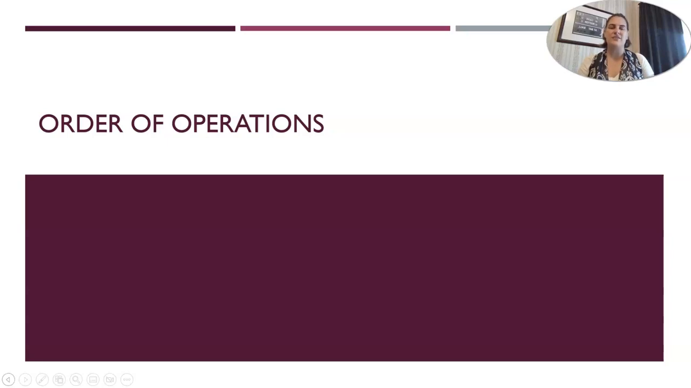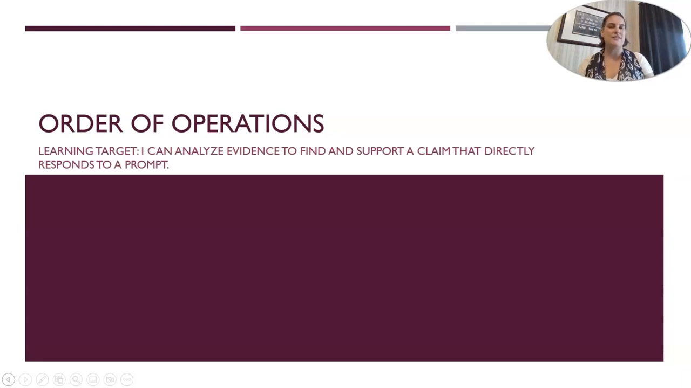All right, so we're here to talk about the order of operations that we go through in language arts. Because just like math, you have a specific set of steps to go through to get to a solid final answer. We have the same thing in language arts. So today's learning target is I can analyze evidence to find and support a claim that directly responds to a prompt.